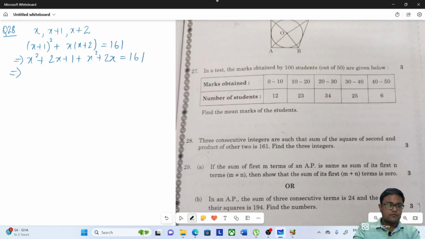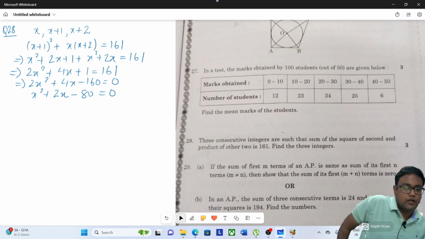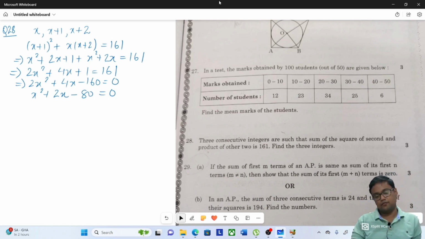So it is 2x square plus 4x plus 1 is equal to 161. So eventually you will get 2x square plus 4x minus 160 equal to 0. So x square plus 2x minus 80 is equal to 0. You can take a 2 common and put it to the right hand side. It will be eliminated as it will divide 0, and 0 divided by anything is 0.